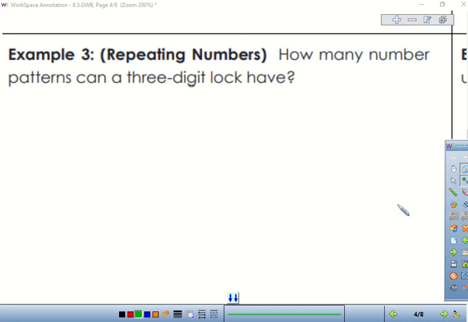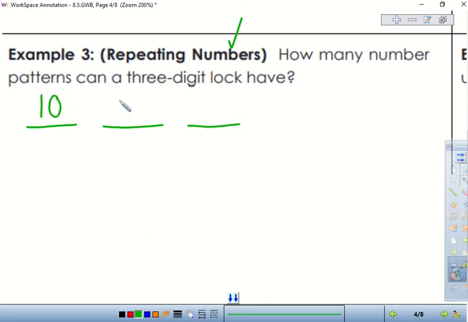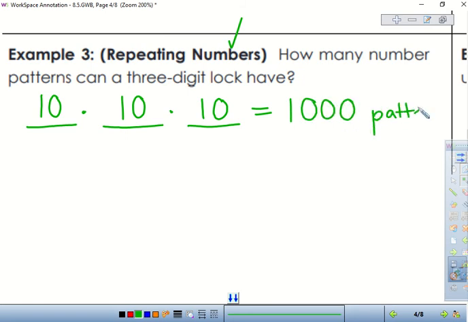So, how many number patterns can we have for a 3-digit lock? And it says it's okay to repeat numbers. How many choices do we have for the first digit? 10. How many choices for the second? And for the third? 10. We multiply these together because we need them all to happen simultaneously. And that's 1,000 patterns.